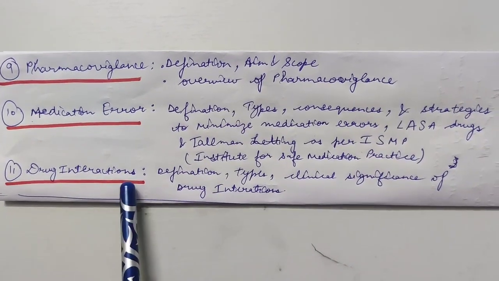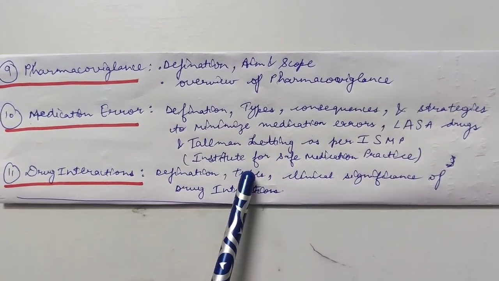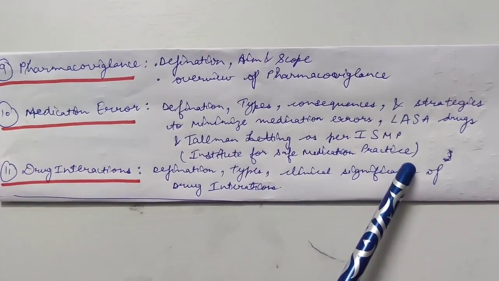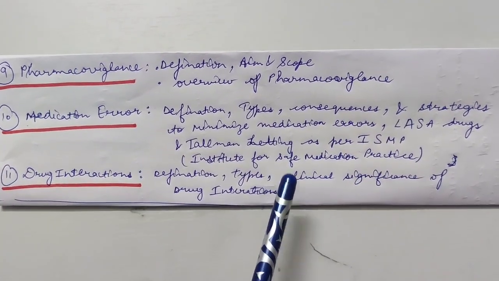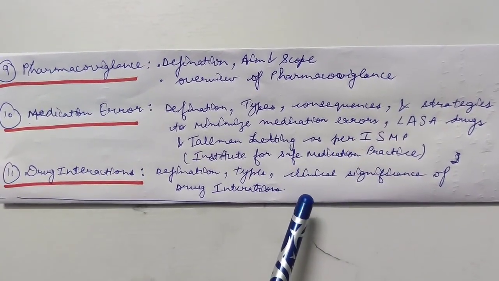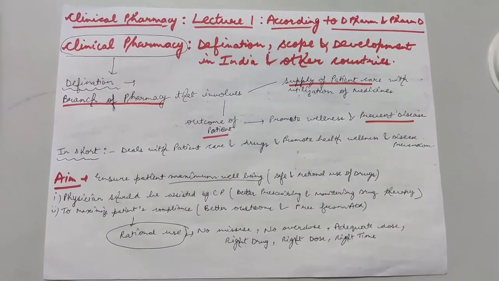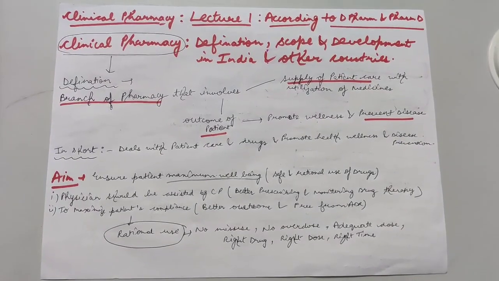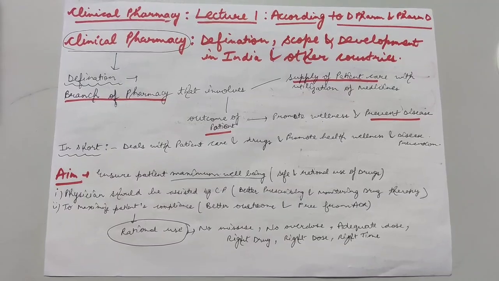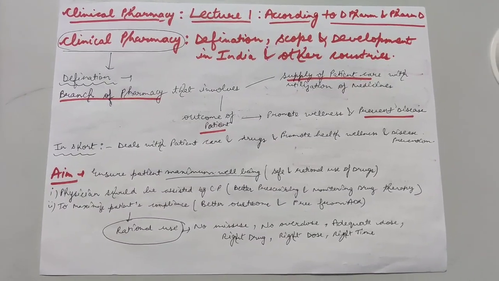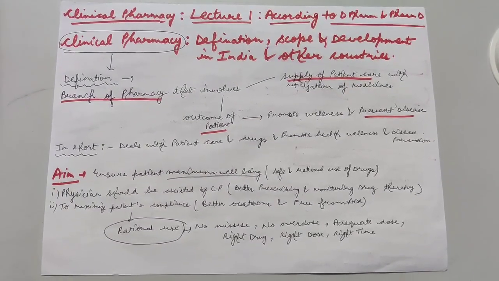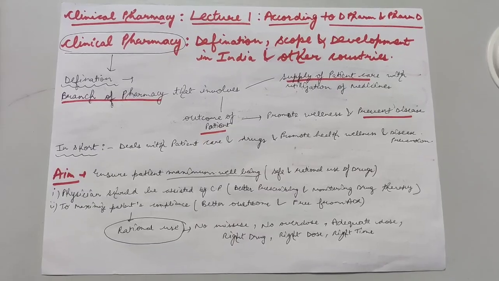11th, drug interaction. Definition, types of drug interaction, clinical significance of drug interaction, and how to minimize the drug interactions. Lecture 1, according to D.Pharm and PharmD. Clinical pharmacy, its definition, scope, development in India and other countries.